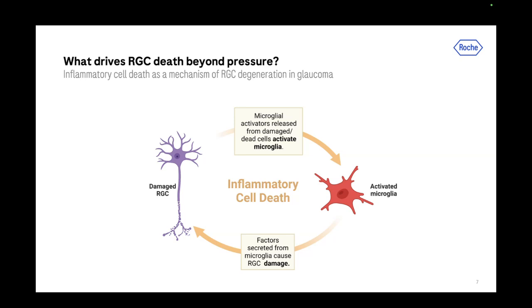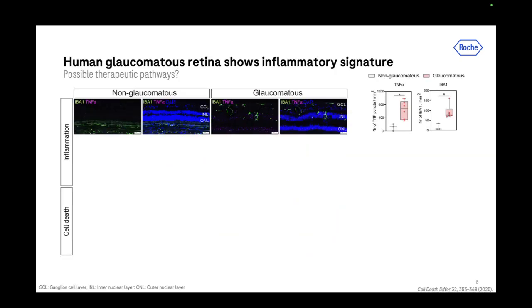Therefore, we hypothesize that RGC degeneration is not just due to mechanical stress, such as intraocular pressure. It occurs together with both inflammation and cell death, which is defined as inflammatory cell death. So let's now look directly at the human histological evidence.